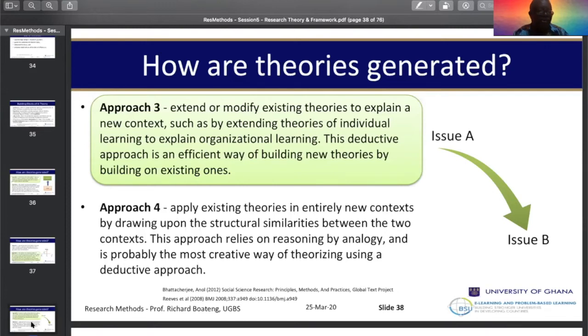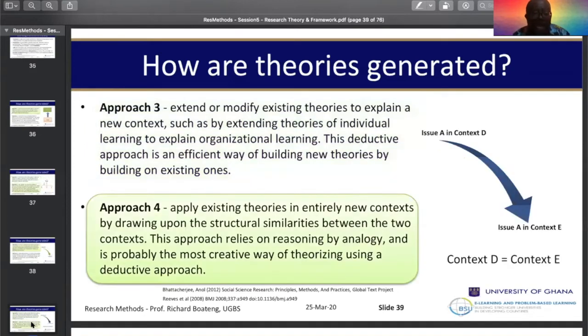Now the last one has to do with applying existing theories in a different context. So something has been done in one developing country. Let's say you are studying a phenomenon like expatriates' behavior in Russia. Then you go to another European country, like Denmark, and do a similar study on expatriate behavior in Denmark. So what you are doing here is applying existing theories in an entirely new context by drawing on the structural similarities between the contexts. This approach relies on reasoning by analogy and is probably the most creative way of theorizing using a deductive approach.